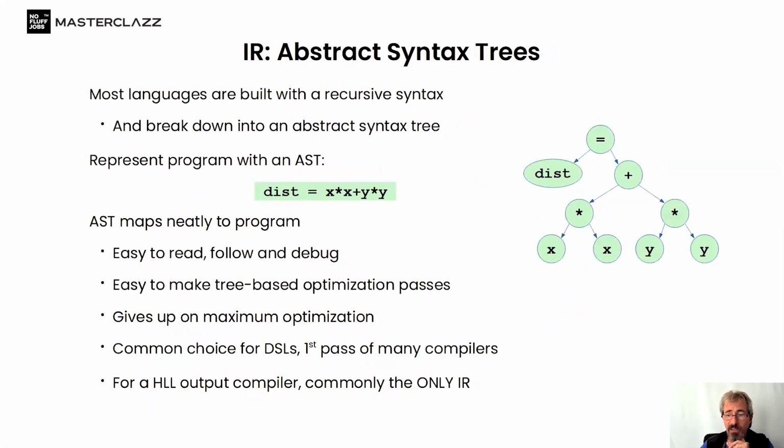All right, fine, whatever. All right, let's look at abstract syntax trees now, because this is where things get a little more fancy and people do more interesting optimizations. Most languages are just built with recursive structure. They naturally break down to a tree. The ASTs are easy to read, easy to follow and debug, easy to walk with tree-based optimization passes. You do give up on maximal optimization because there are some things that are not conveniently represented in a tree, like code scheduling, that you want to do a different way. But ASTs are strong enough that they're a common first choice for many DSLs, and maybe the only choice, and furthermore, they only need one pass over an AST.